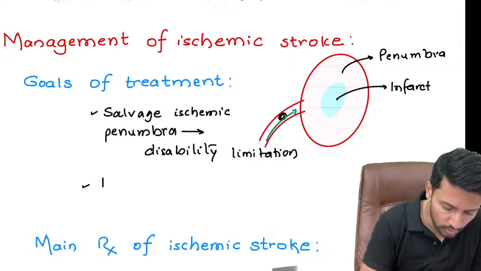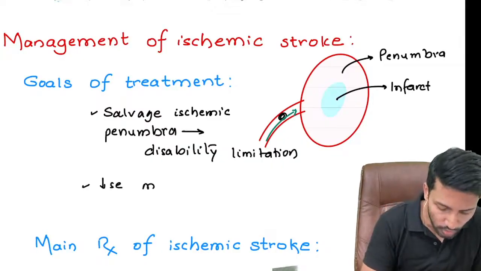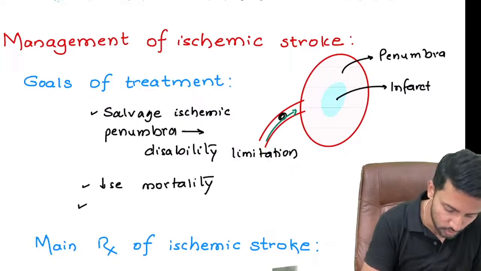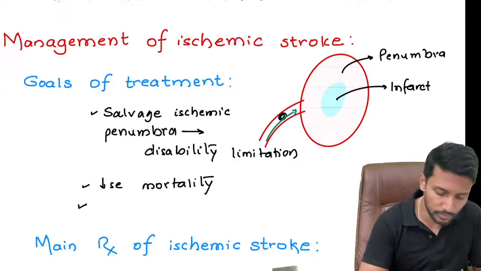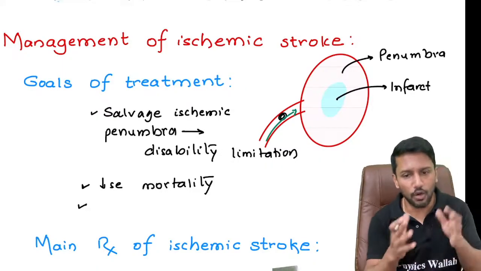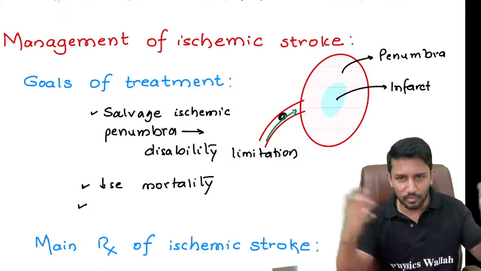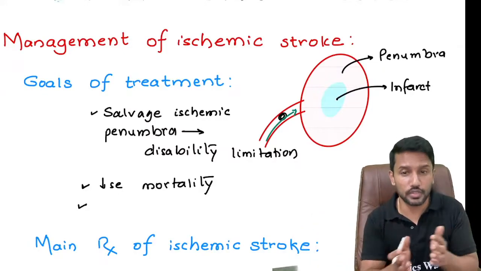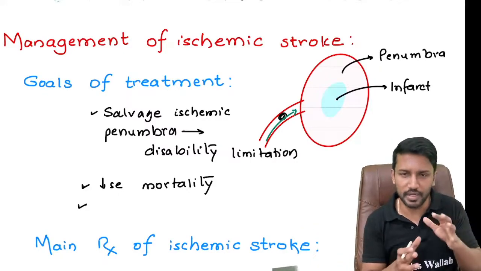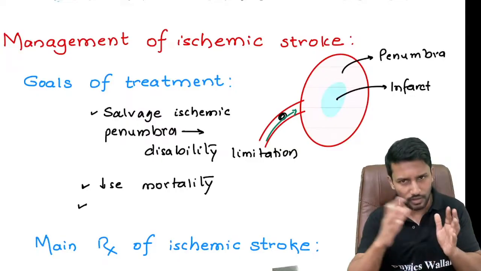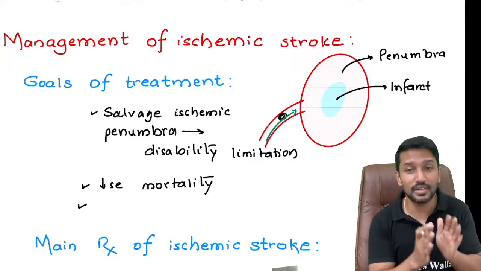The second goal is to reduce the mortality. There is a possibility of death in patients with stroke, so we have to try to reduce the death risk. And the third thing is, patients who have stroke already have risk factors. Simply out of the blue, someone is not going to get stroke. They may be hypertensive, diabetic, dyslipidemic, or they may be going through atrial fibrillation. So there are risk factors.